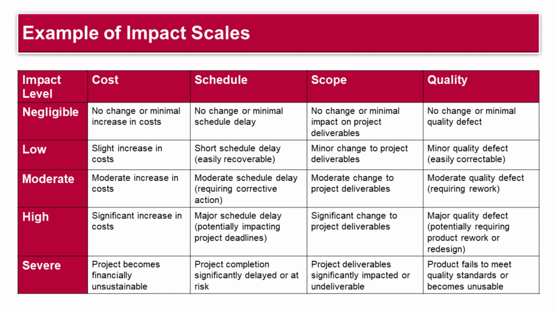Negligible. The risk event has minimal or no effect on the project objective. Low. The risk event causes a slight deviation from the project objective, but it can be easily managed. Moderate. The risk event causes a noticeable impact on the project objective, requiring corrective action to get back on track. High. The risk event significantly impacts the project objective, potentially causing delays, increased costs, or a reduction in quality or scope. Severe. The risk event has a devastating impact on the project objective, potentially jeopardizing project completion or success.